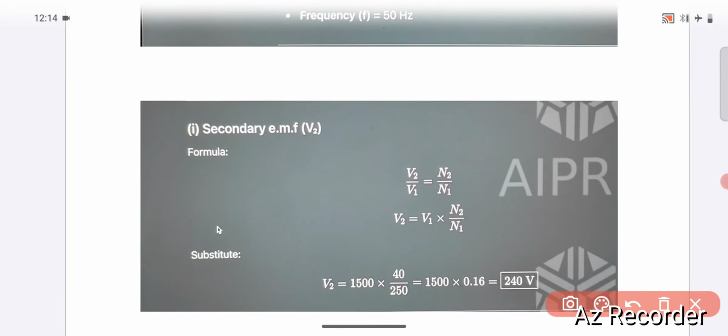So in a transformer we know that the ratio of voltage is directly proportional to the ratio of turns. So V2 by V1 is equal to N2 by N1, and when we apply this formula, then we can easily calculate the secondary EMF. Here N2 is not speed, N2 is turns. The primary turns and secondary turns are given, and the EMF in the primary coil is given. So we can easily calculate the EMF in the secondary coil.